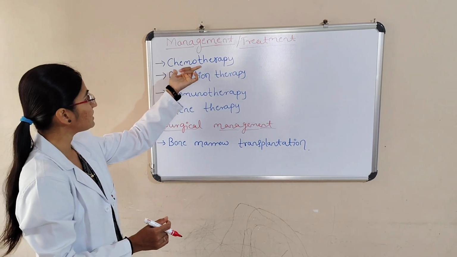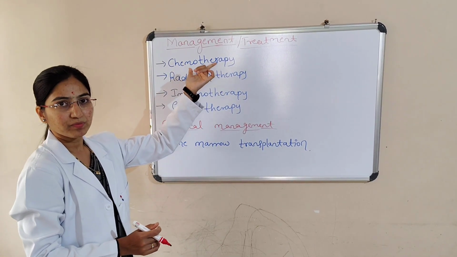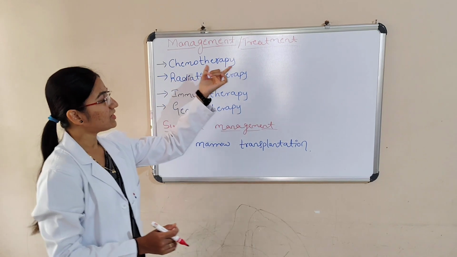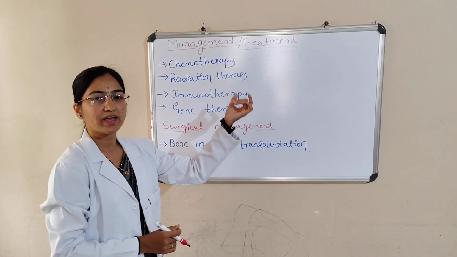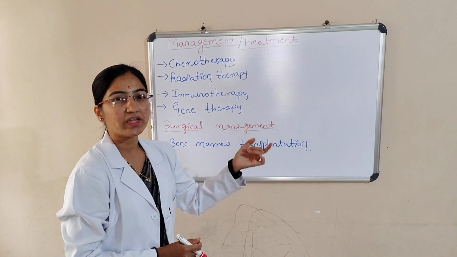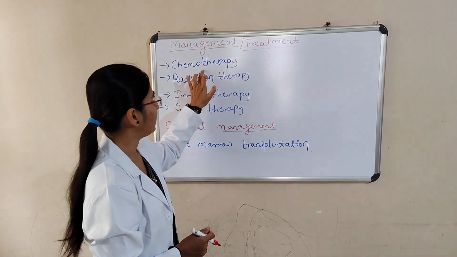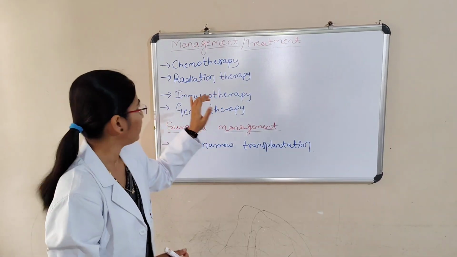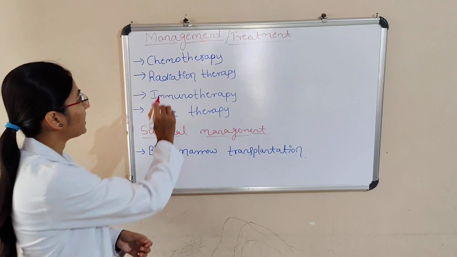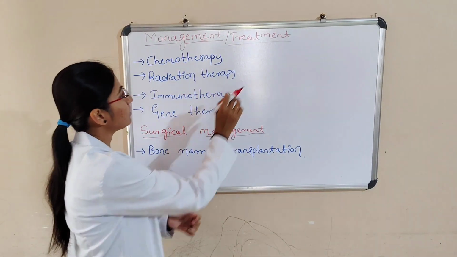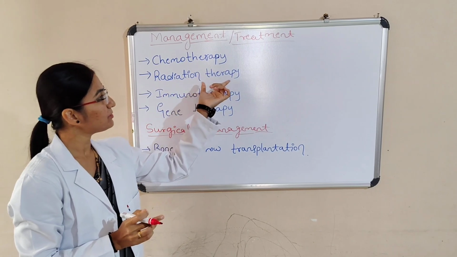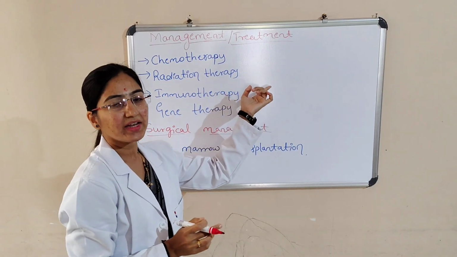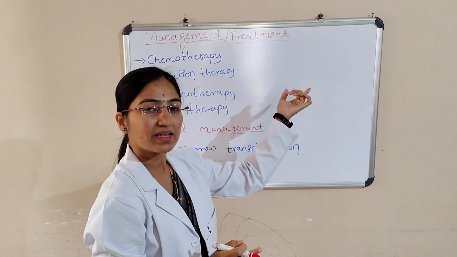What are those? First one is chemotherapy. Chemotherapy is a drug treatment that uses powerful chemicals to kill the fast growing cancer cells in the body. That is chemotherapy. Next one, radiation therapy. It is a cancer treatment that uses high energy radiation to kill the cancer cells.